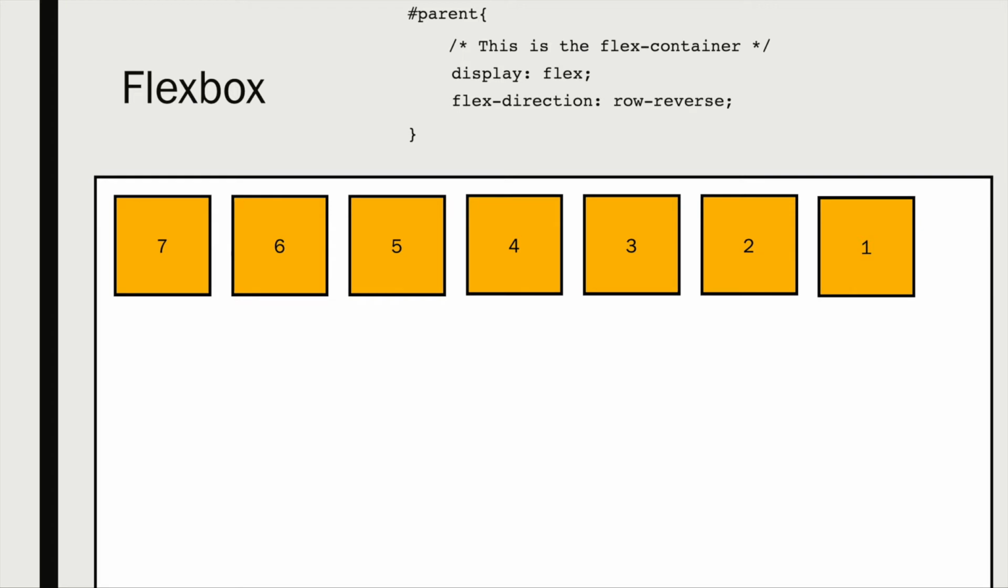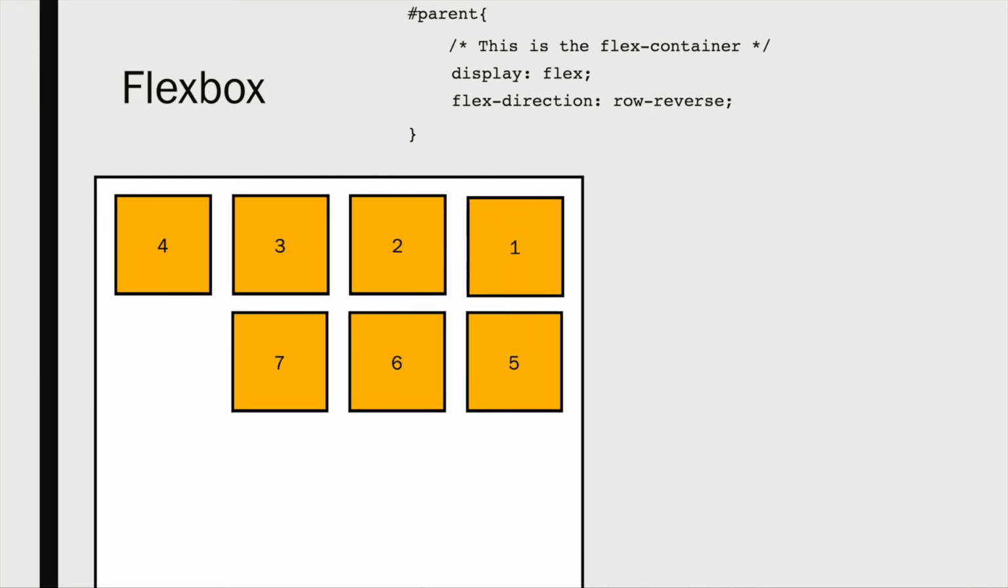If we say flex direction row reverse, then it will actually take the order of the elements 1 through 7 and put them in the reverse, starting with the right side. The right side will display box 1, going all the way to the left side with box 7.